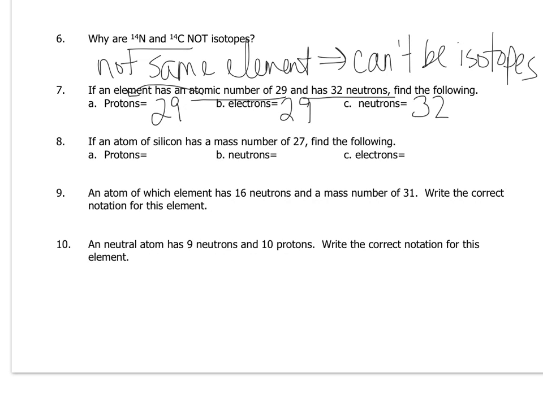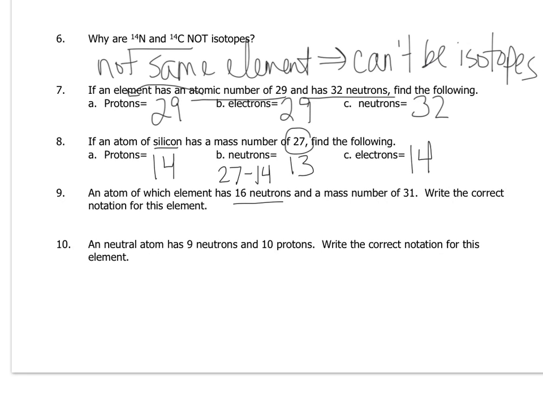Now we have silicon next, and it has a mass number of 27. And if we look on the periodic table at silicon, we will see that its atomic number is 14. And that also means we have 14 electrons. And our neutrons, we're going to take our mass number 27, subtract our protons from it. 27 minus 14 gives us 13 neutrons.